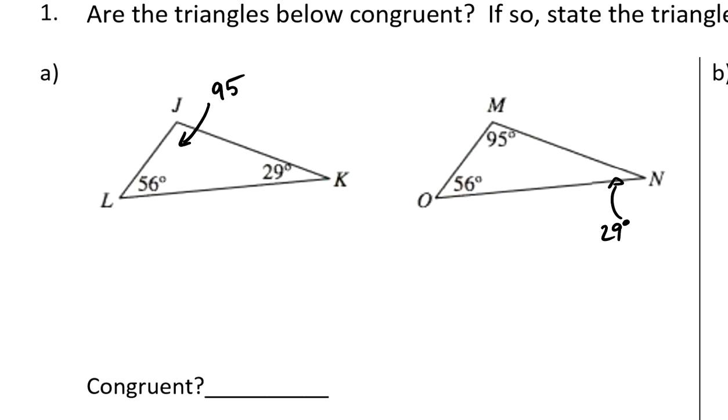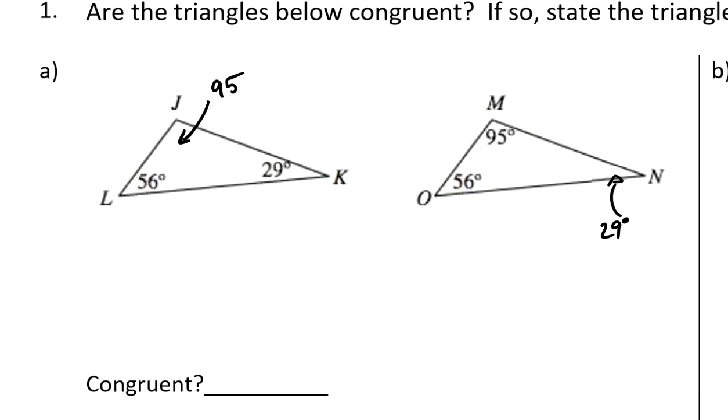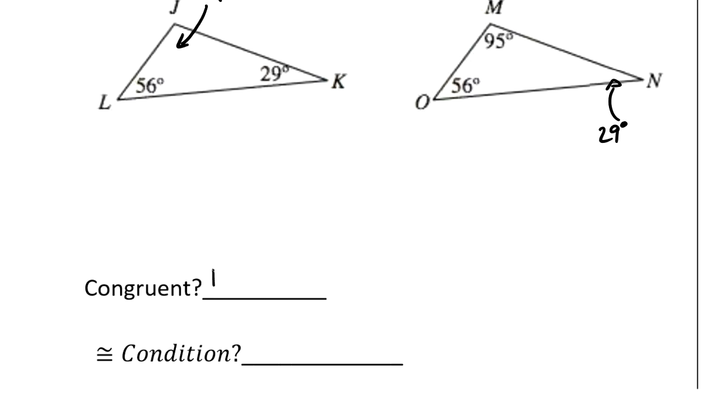They have the same shape, but also they need to have the same size in order to be congruent. Congruence is a combination of both same shape and same size. So without information about the side lengths, we would have to say for this one, they're not necessarily congruent. And I say not necessarily because it could very well be that LK and ON actually are the same length, but I don't know that. So I would say not necessarily congruent. So there's no congruence condition for there.